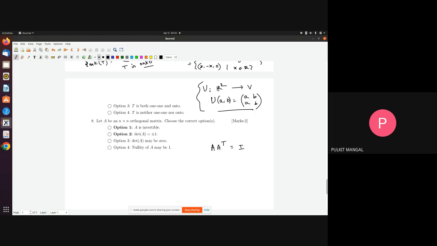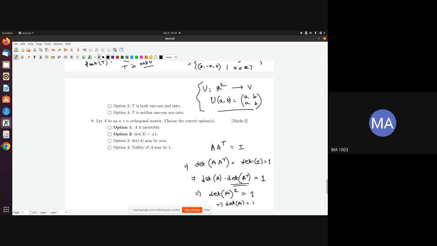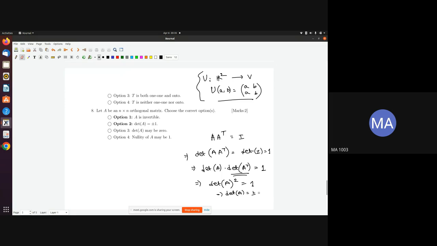This is what we know, right? So the determinant of A squared is 1, since the determinant of the identity I is 1. If there is a square, it will come as a square root. And this has the same value as the determinant of A, so the determinant of A squared is 1. So the determinant of A is plus or minus 1. Okay? Got it, sir. Understood? Yeah.